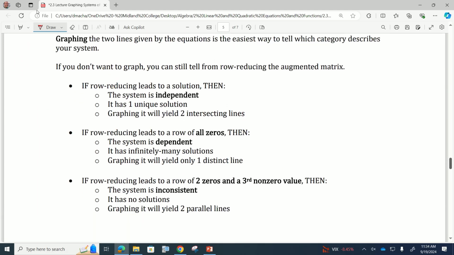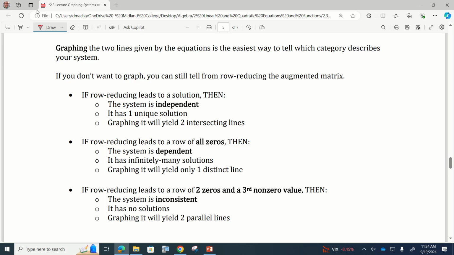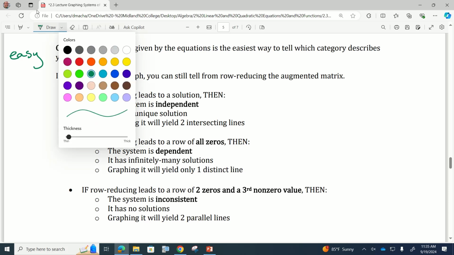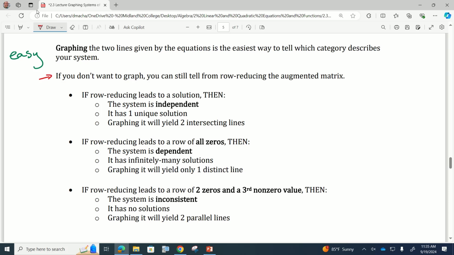3 categories. If you've got a system of equations and you're wondering which category it falls into, the easiest way to tell is to try to graph it. Graphing it is going to be the fastest way to tell whether your lines intersect each other, whether your lines are parallel, or whether those 2 equations are actually trying to describe the same line in space. That's the easiest route. But if you don't have graph paper, or if you just don't have the time, maybe you just don't want to graph, you could actually still distinguish these cases from row reducing.